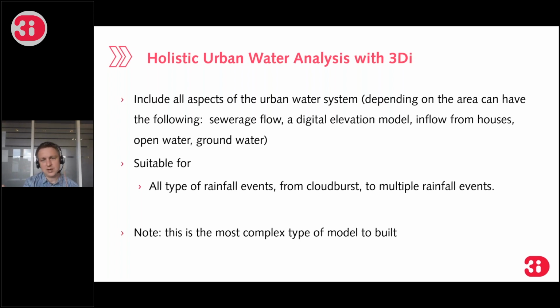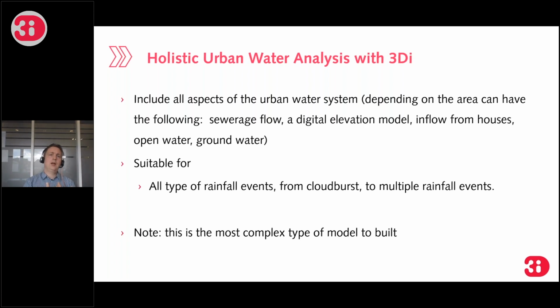And it really depends on the area what you want to include. So if you want to include sewage flow, a digital elevation model, inflow from the houses, open water, groundwater. But you want to look at the urban water system as a whole, and it doesn't end at the weir, it doesn't end at the overflow where the water is going out of the sewer system. No, that water is going somewhere, and you have to take into account where that water is going as well. If the overflow is going into a really small channel, then it might have a relatively higher impact on that channel than it will have if you are, for example, overflowing on a large river.